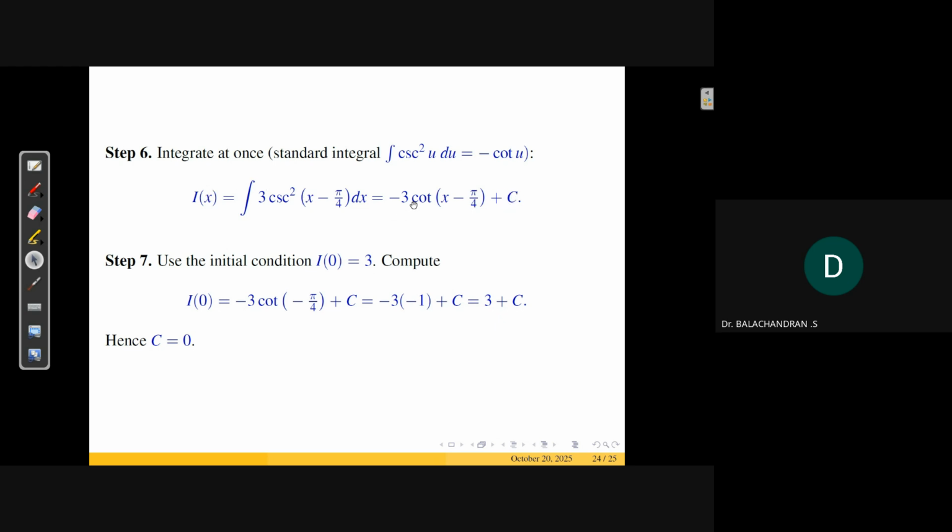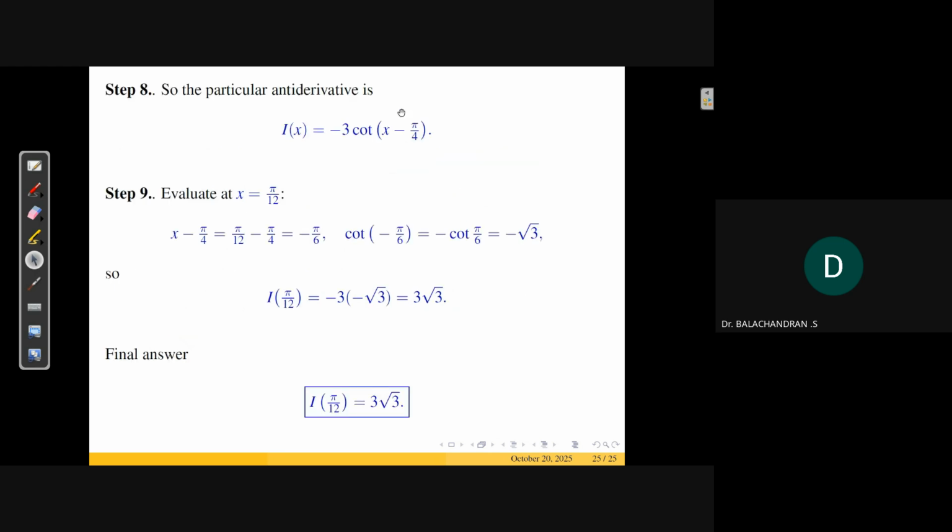So the I of x value is minus 3 into cot of x minus pi by 4. Now we need to find the value at I of pi by 12. Replace x by pi by 12. So x minus pi by 4 is pi by 12 minus pi by 4. If you take 12 as LCM, it is pi minus 3 pi by 12, that means minus 2 pi by 12, that is minus pi by 6.